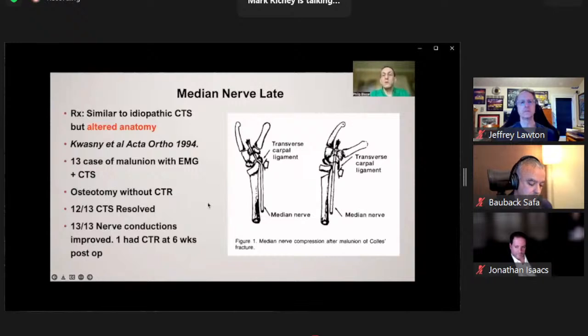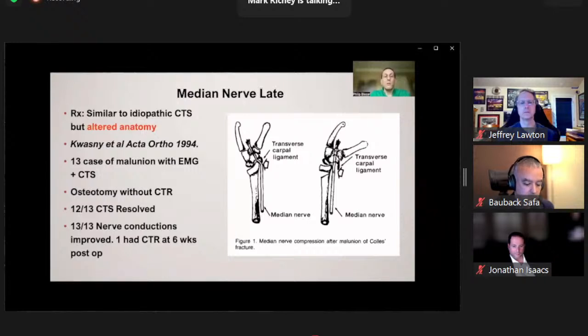And another study that strongly makes that same suggestion gets at the treatment of late median nerve dysfunction after distal radius fracture. And that the treatment modalities are similar to idiopathic carpal tunnel syndrome, but the altered anatomy really is the key part of it, suggesting surgical treatment. In fact, Kwasny et al. In 1994, the article which this image is taken from discussed 13 cases of malunion of distal radius fractures, all of whom had EMG positive for carpal tunnel, and they performed osteotomy without carpal tunnel release.